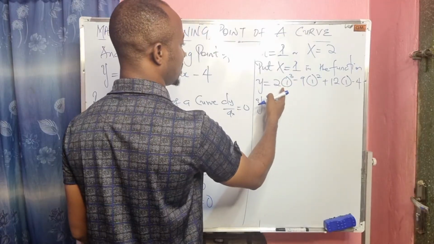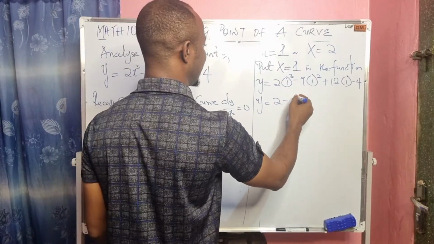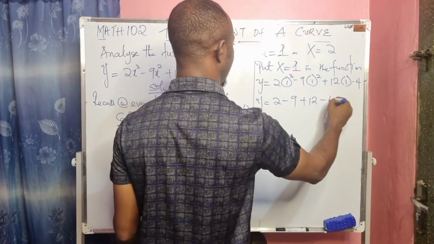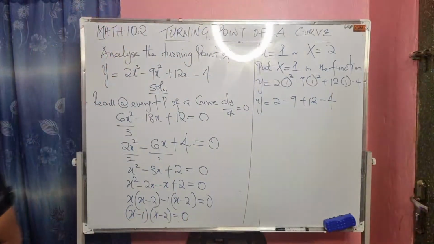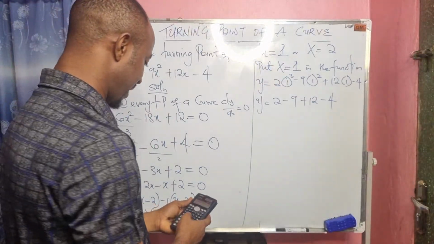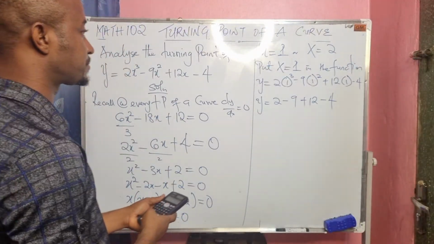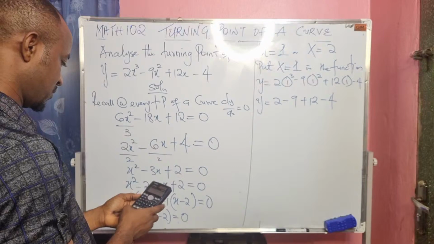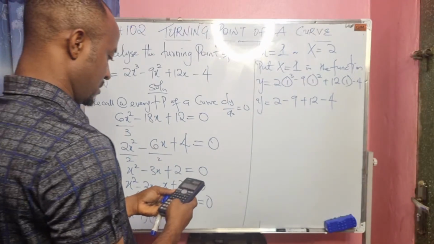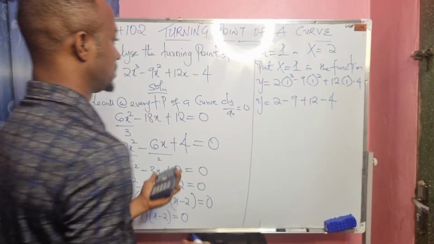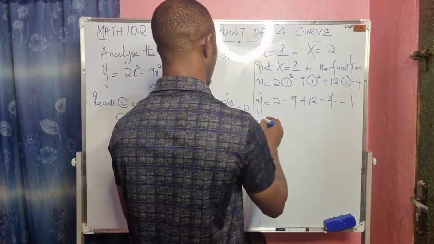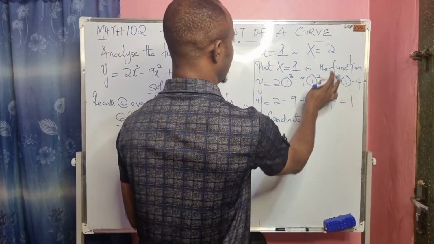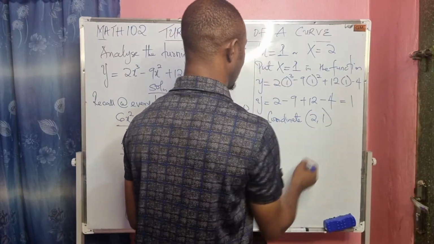This will give us y equals 2. 1 to the power of 3 is 1. 1 times 2 is 2 minus 9, right? 1 squared is still 1 times this. Then we have plus 12 minus 4, right? So let's evaluate further. We have 2 minus 9 plus 12 minus 4. Here we have 1. Our y is equal to 1. Therefore, the coordinates, our first coordinate is when x is 1, y is 1.